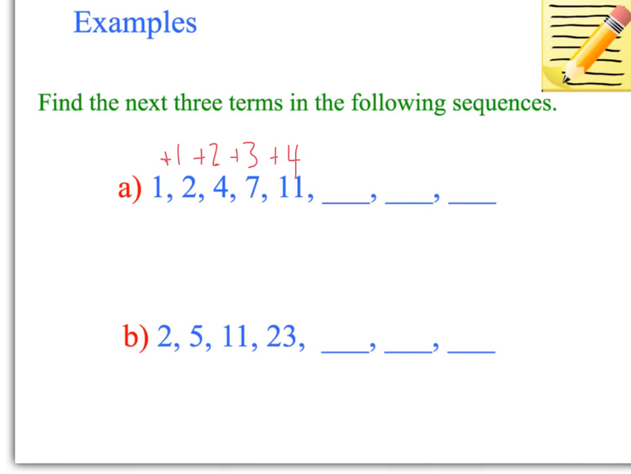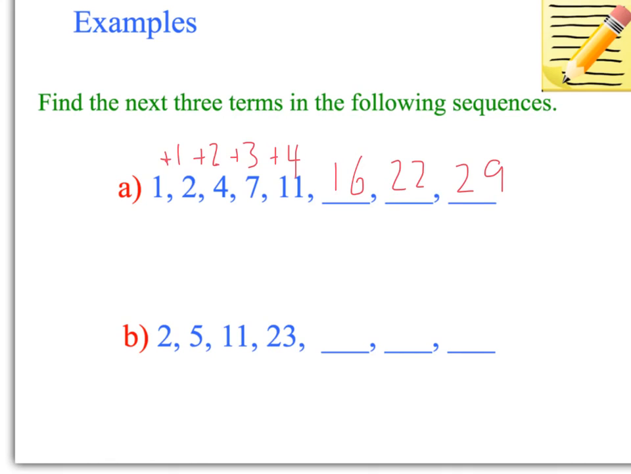So the next one would be 11 plus 5, which would be 16. And then 16 plus 6, 22. And then 22 plus 7, which is 29. So that you can continue the sequence there. Alright, what about this one here?